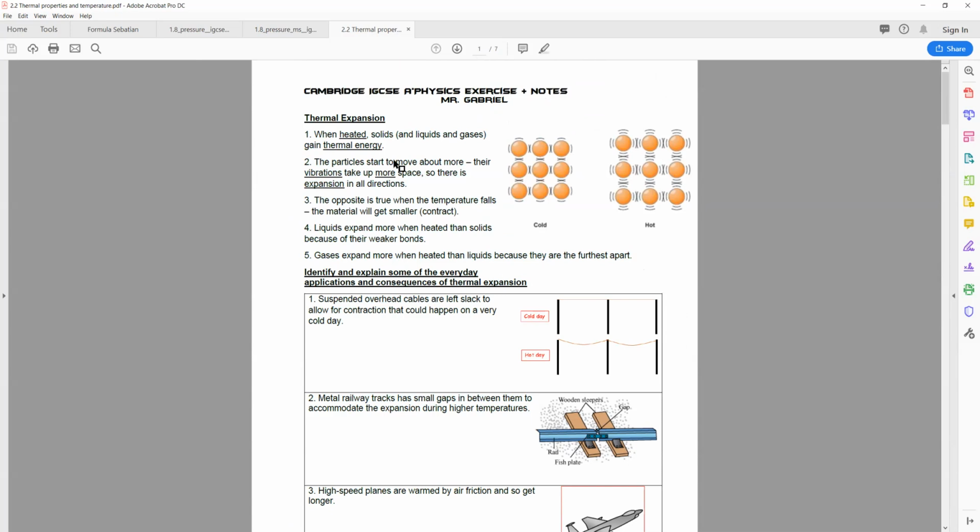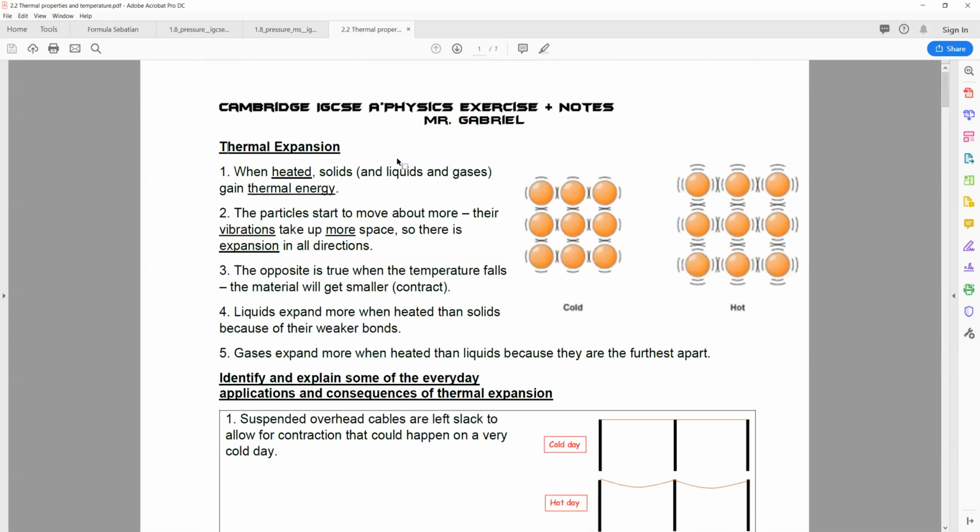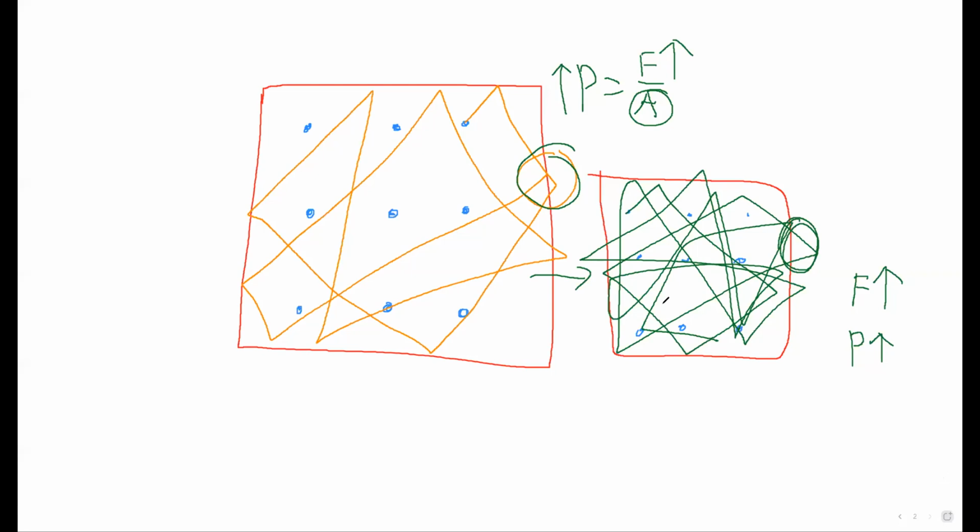Let's look at the first part here, guys. Thermal expansion. If you ever experienced thermal expansion before, you definitely understand that heat expands and cold contracts. Personally, my first experience of having seen thermal expansion is when I was in primary school.